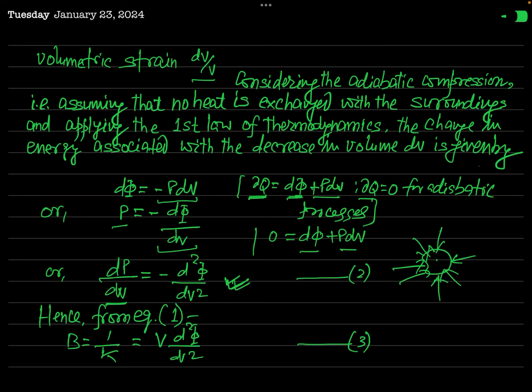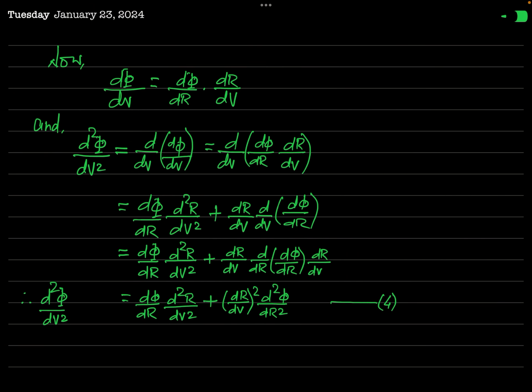You can see B is equal to 1 over K, and so this 1 over K will be equal to V times d2 phi by dV square. Okay, so when we have used equation 2 in 1, we have got this result. Okay, B equal to this much.